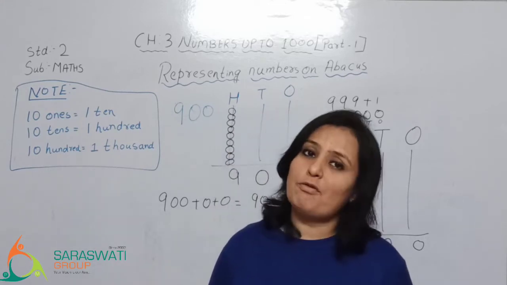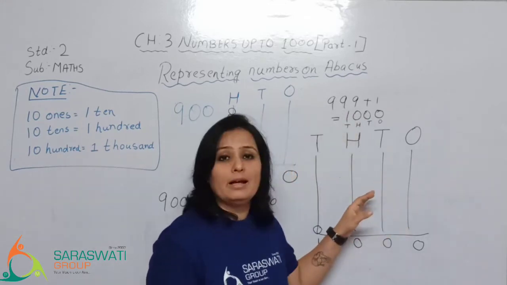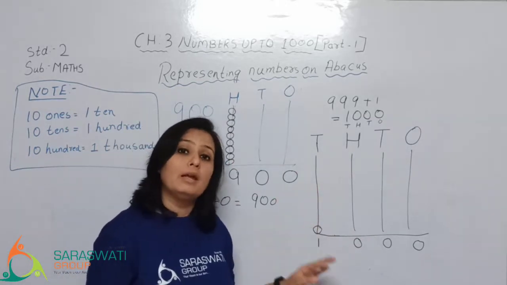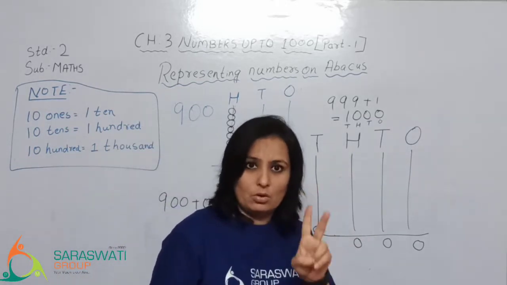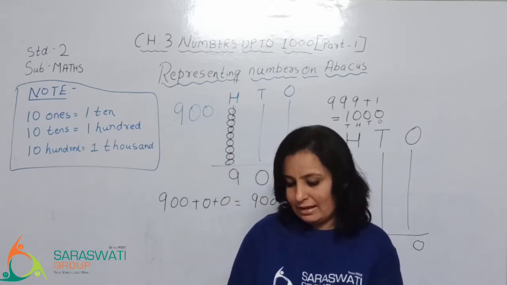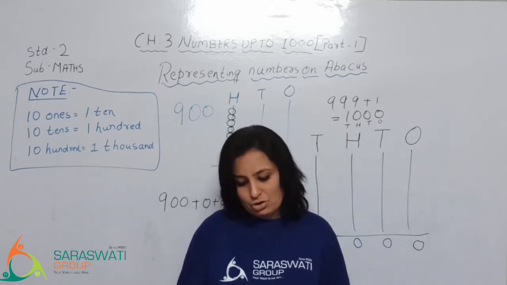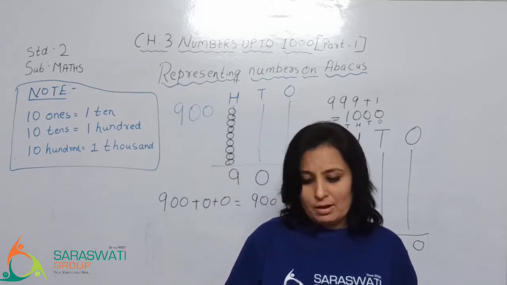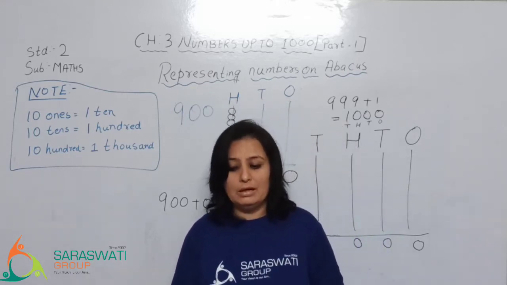For now, you only have to write the numbers given, the beads that are drawn, and write the number name. These two things. Okay. And the next thing that you have to do is page number 124. Question number 2 and question number 3.